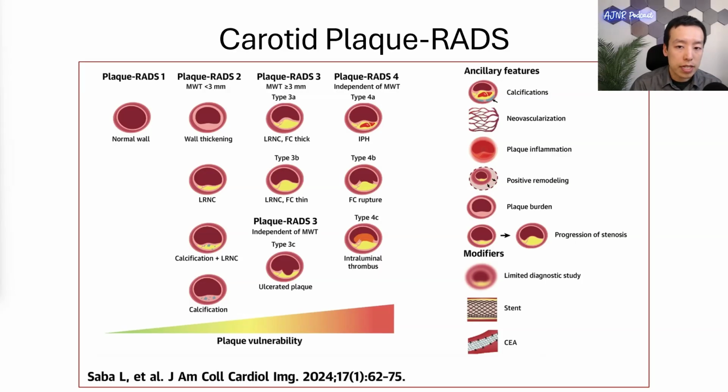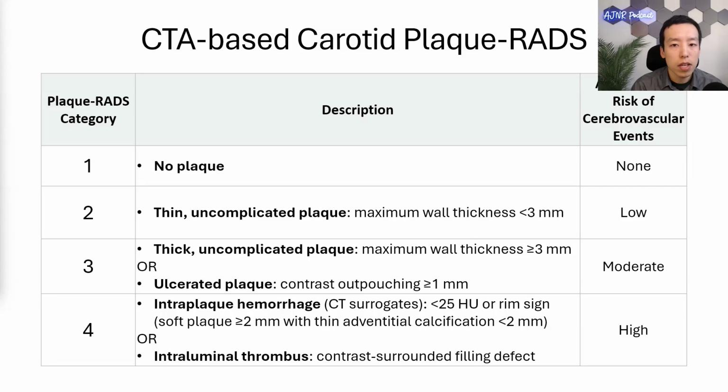Plaque-RADS 4 is the presence of any complicated features, either intraplaque hemorrhage, intraluminal thrombus, or on MRI, the rupture of a fibrous cap. So a significant limitation of the full Plaque-RADS framework is the need to do high-quality vessel wall MRI to assess for all these features. But this technique simply is not widely deployed in current clinical practice, and the workhorse of cerebrovascular evaluation is still CT angiography. Enter CTA-based Carotid Plaque-RADS.